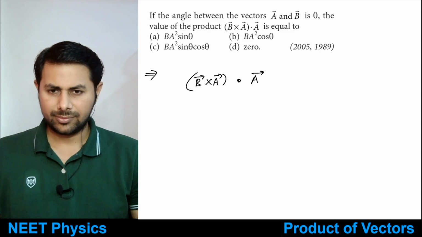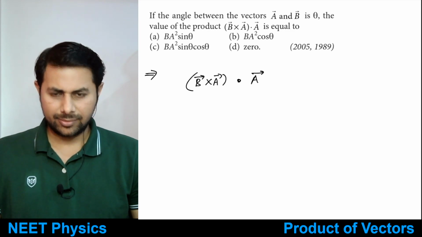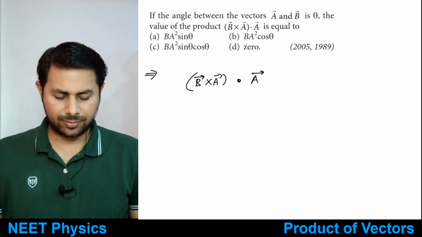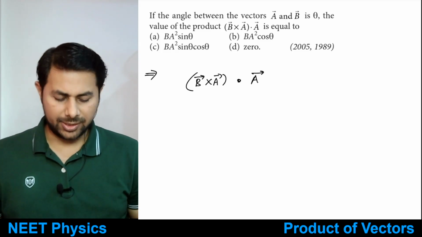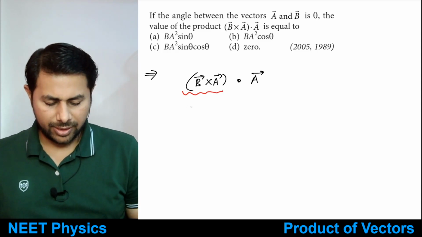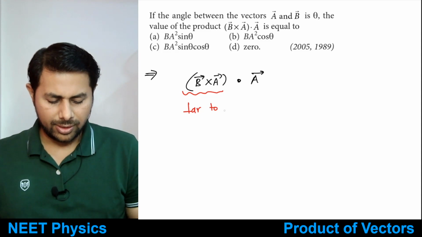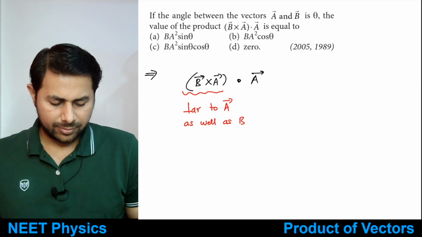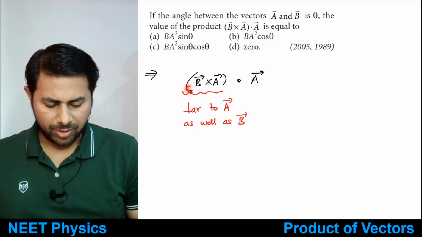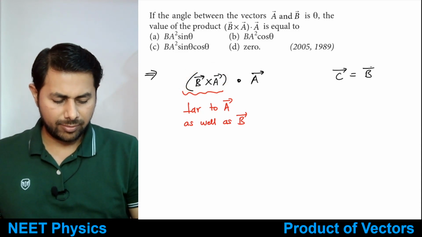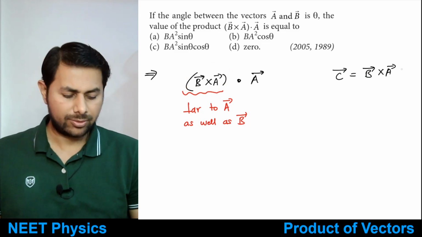Option C. Okay, option C. All right, actually its answer is 0. The reason is this: B bar cross A bar, whatever the magnitude, is perpendicular to A bar as well as B bar. We just saw this. So if this is C bar, C bar is equal to B bar cross A bar, and this is perpendicular to A bar.